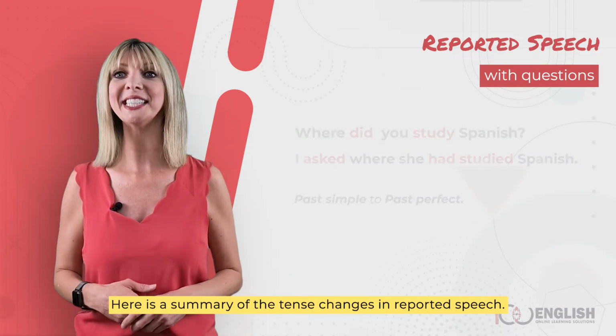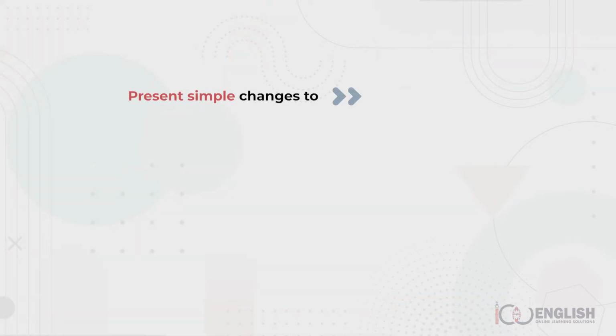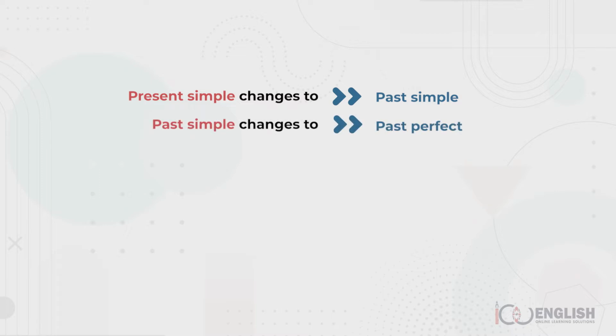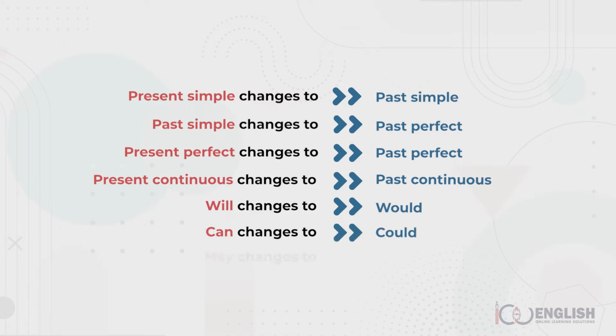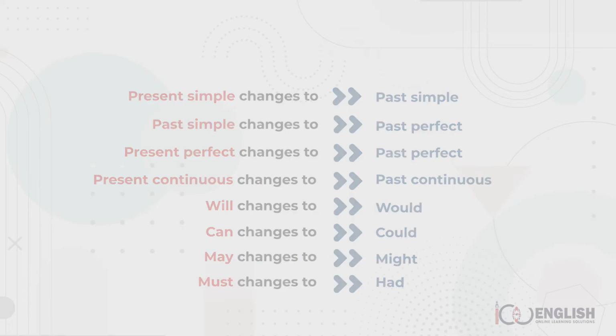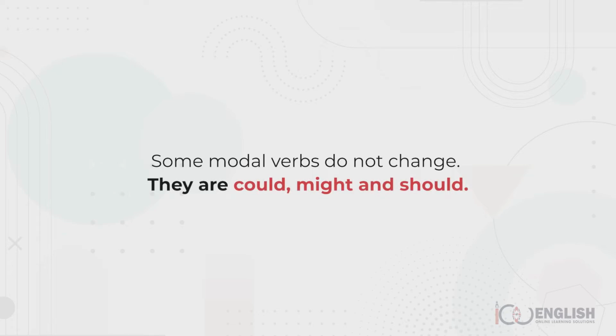Here is a summary of the tense changes in reported speech. Present simple changes to past simple. Past simple changes to past perfect. Present perfect changes to past perfect. Present continuous changes to past continuous. Will changes to would. Can changes to could. May changes to might. Must changes to had. Some modal verbs do not change. They are could, might and should.